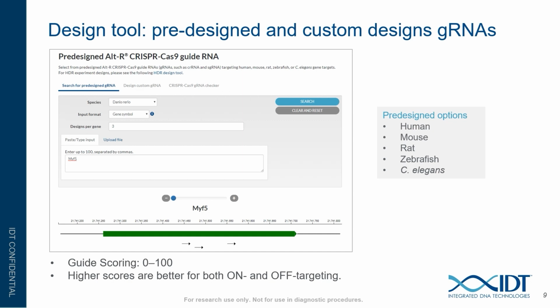The input can be a gene symbol or accession number, and the tool will generate the exon-intron map of the gene, with the exons in thick bold color and the introns in thin lines. The guide RNAs are indicated by the arrows, along with their direction. The tool provides a ranking list of guides along with a guide RNA on- or off-target score, which can range from 0 to 100, with 100 being the best score for both on- and off-target.